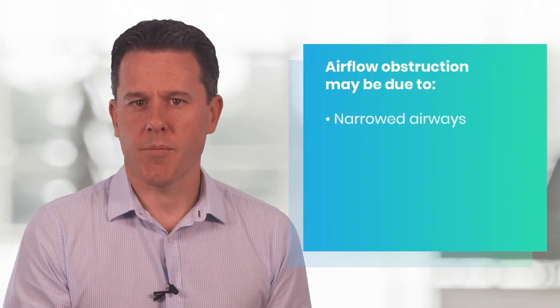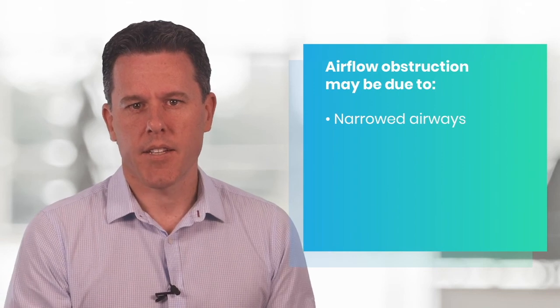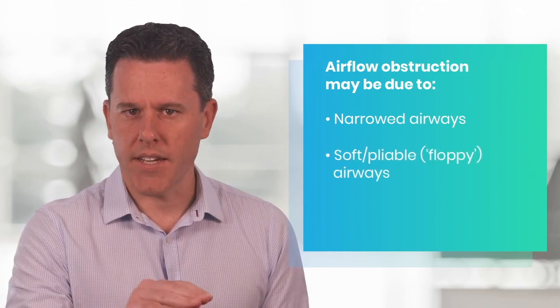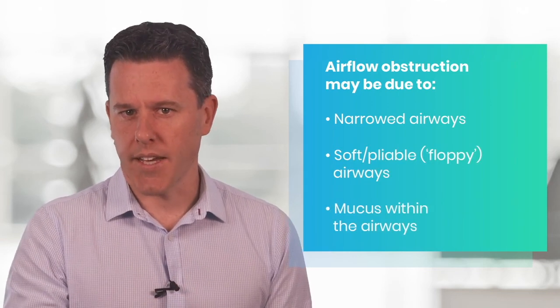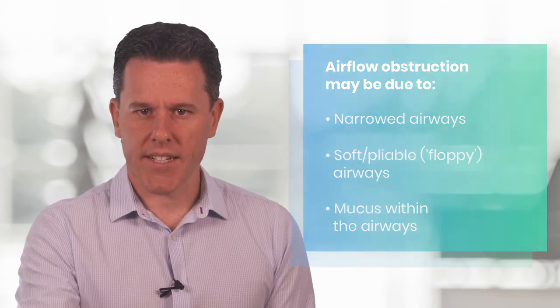So airflow obstruction may be due to narrowed airways, it may be due to the airways becoming floppy, it may be due to mucus within the airways, but something is slowing down airflow. So if you are unable to get 70% of your air within the chest out in that first second, there's airflow obstruction. So if the ratio is less than 70%, there's airflow obstruction. If the ratio is 70% or greater, there's no airflow obstruction.